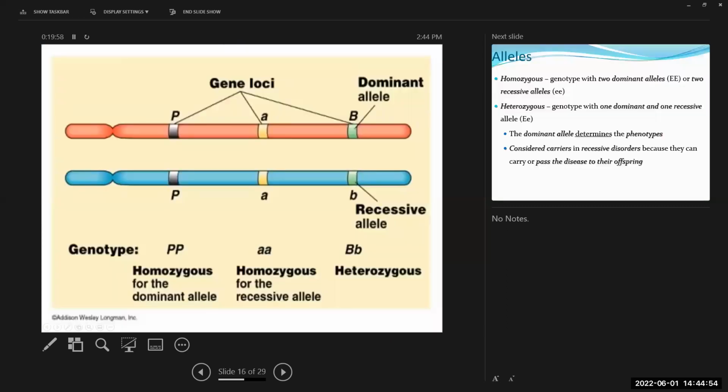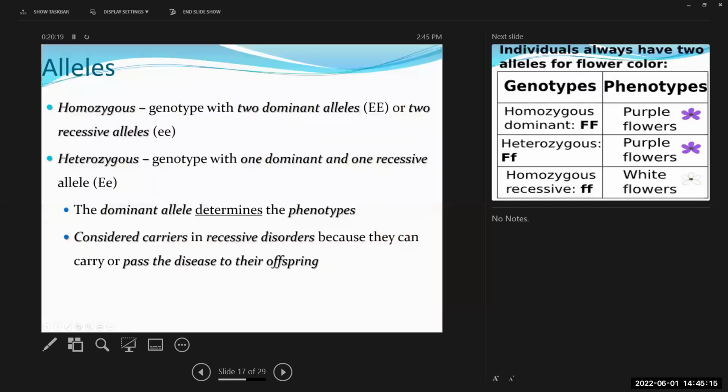This is a chromosome, and the gene locus, or loci, is where the gene is found on the particular chromosome itself, specifically. It's like an address: it tells you where you would find this particular gene on the chromosome.